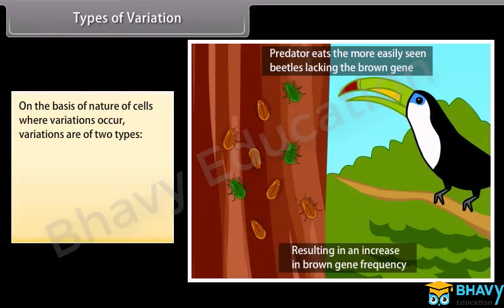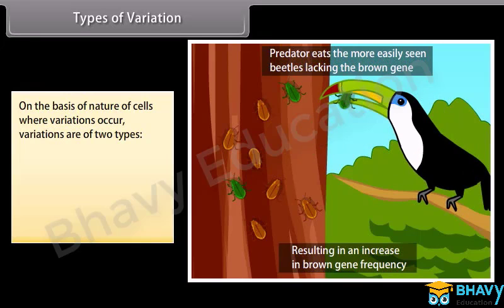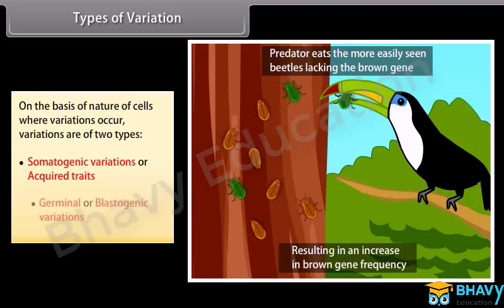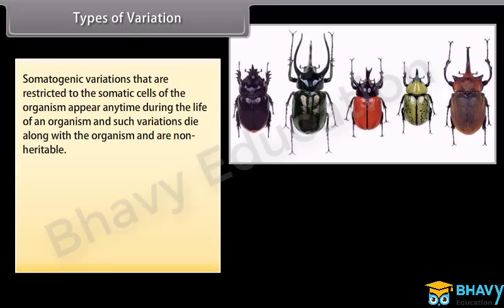On the basis of nature of cells where variations occur, variations are of two types: somatogenic variations or acquired traits, and germinal or blastogenic variations. Somatogenic variations are restricted to the somatic cells of the organism and appear any time during the life of an organism, and such variations die along with the organism and are non-heritable.